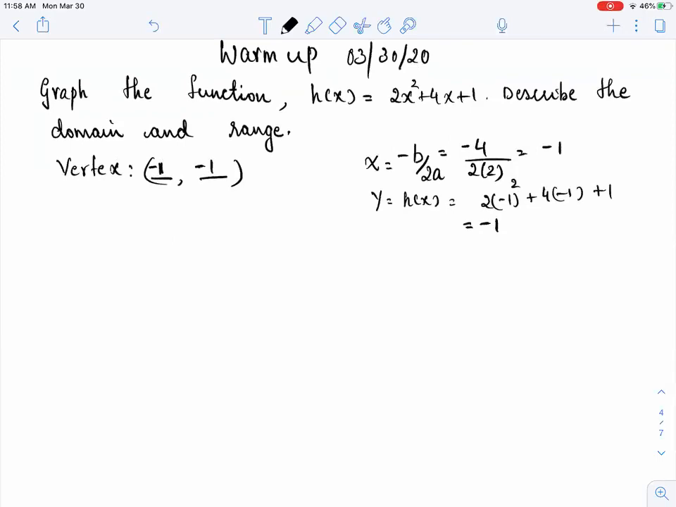Is that enough for finishing up the graph? No, right? Now remember, every time you find the vertex, you're actually getting one more thing from there, which is the axis of symmetry. So axis of symmetry is x is equal to -1. So we got the vertex, and with that, we also got the axis of symmetry.